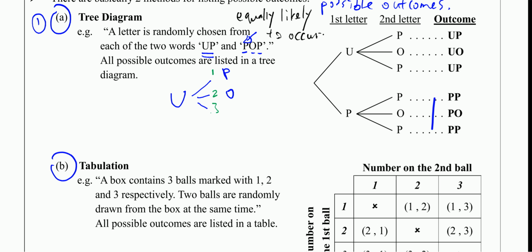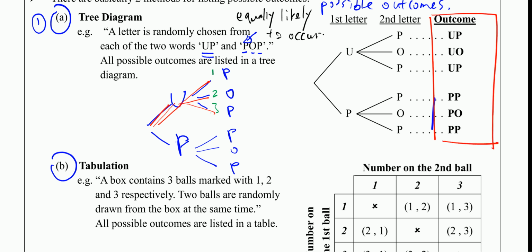we know that we have to split into two cases for the P, and again for the first letter we can split into three cases: either P, O, or P. Then we can just draw the lines here for each possible outcome, and we find that there are 6 outcomes in total.